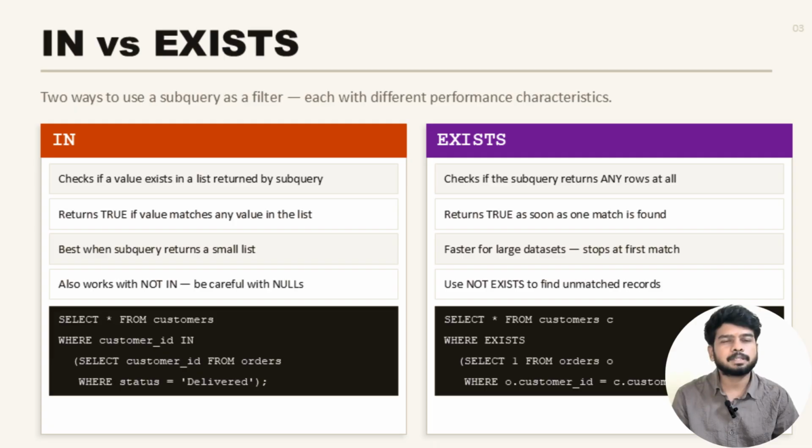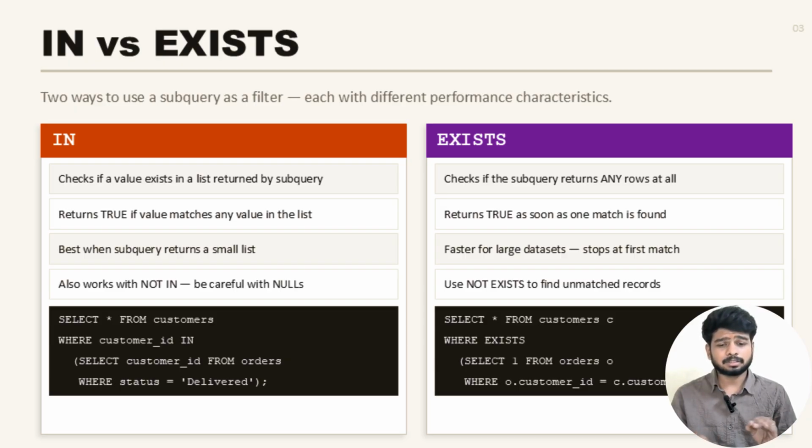So the next one is EXISTS and NOT EXISTS. EXISTS works differently from IN. IN fetches the entire list from the subquery, then checks the value against each one, right? EXISTS just asks, does the query return any rows? If yes, true. As soon as one match is found, it stops.